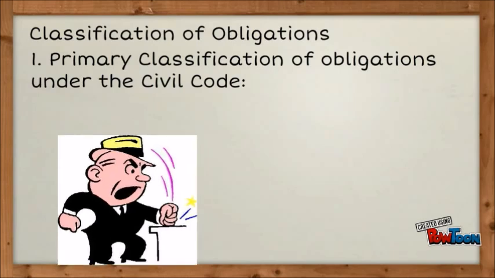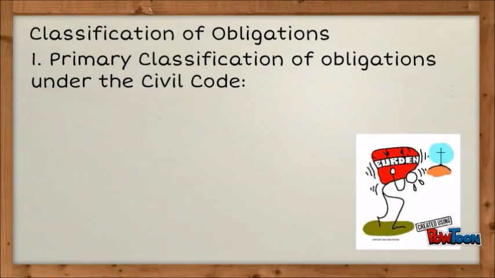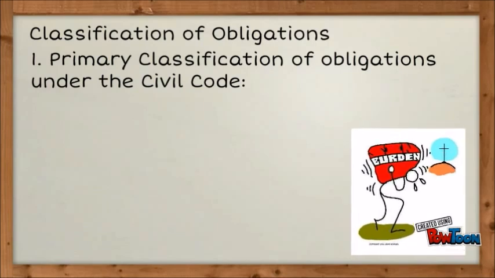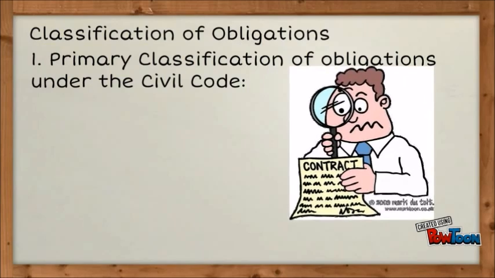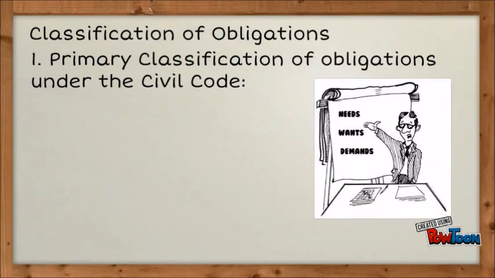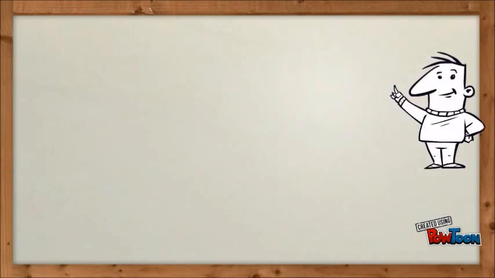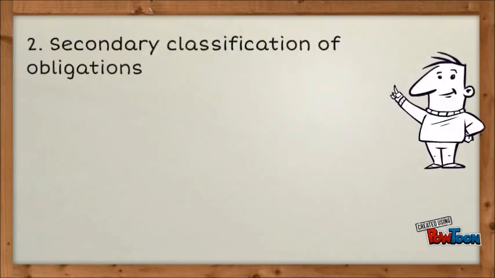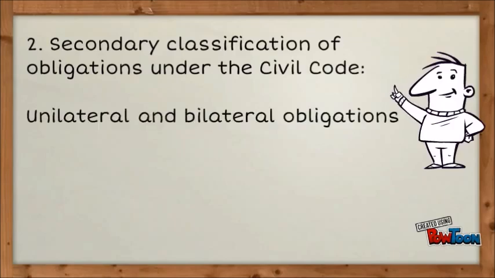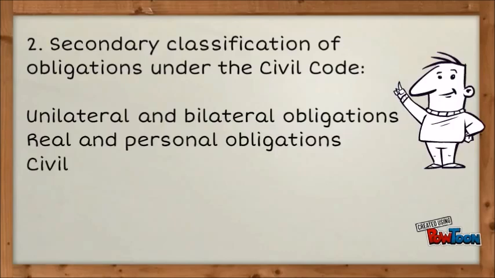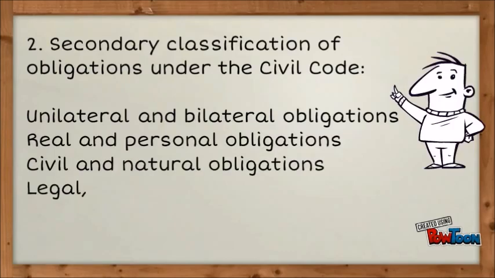Joint obligation: there is no right to demand, nor a duty on the part of each of the latter to render entire compliance of the entire obligation. Solidary obligation, in which the creditor has the right to demand. Obligation with a penal clause, which operates as a previously stipulated indemnity. Next is the secondary classification of obligations under the Civil Code: unilateral and bilateral obligations, real and personal obligations, civil and natural obligations, and legal, conventional, and penal obligations.